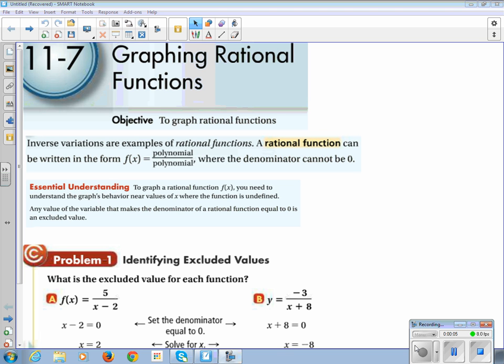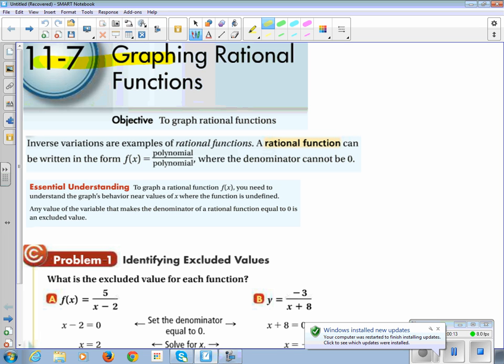Chapter 11, Section 7. We're just doing a quick recap for the at-home audience. We're going to graph rational functions. A learning objective is to graph rational functions. If the learning objective has graph in it, our notes should have a graph in it.